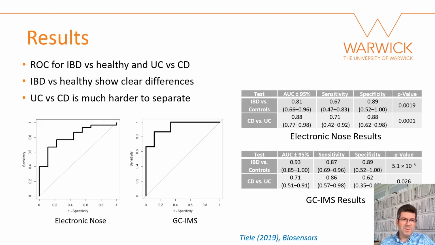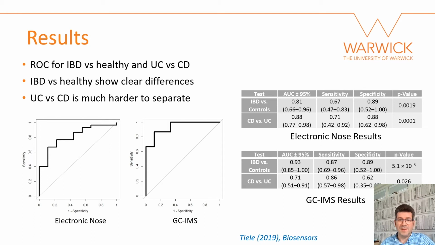So as before, the electronic nose did okay. GCIMS did much better. We're showing that mostly we're looking at VOC changes rather than inorganic gas changes. For IBD versus controls, the AUC, area under the curve, is very good, with a good sensitivity and specificity. These are really nice results, and we're very pleased with these.